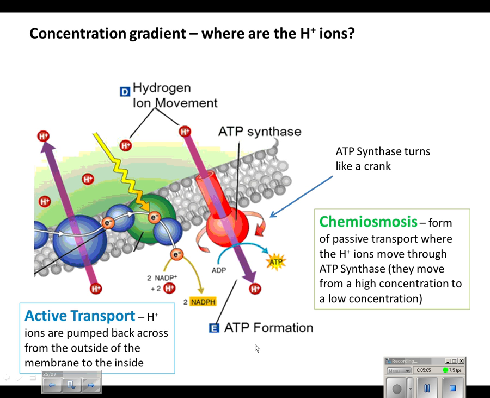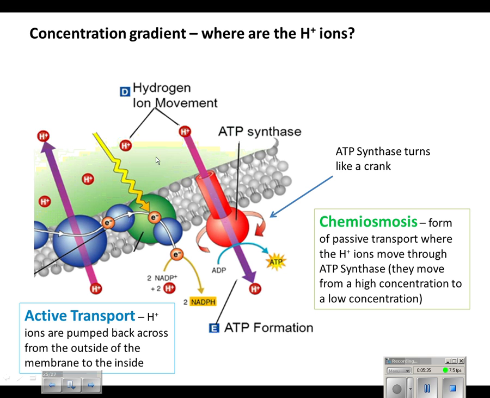From there, now we have a concentration gradient. Because these hydrogen ions are being pumped back into the thylakoid, we've got lots of hydrogens inside the thylakoid and not a lot of them outside. Remember, that causes a concentration gradient. The hydrogen ions are going to want to go to where there's a lower concentration, towards the stroma. So active transport is going to pump these hydrogens into the thylakoid.